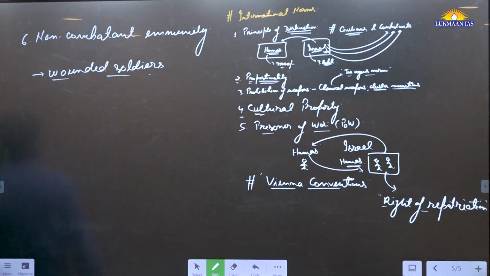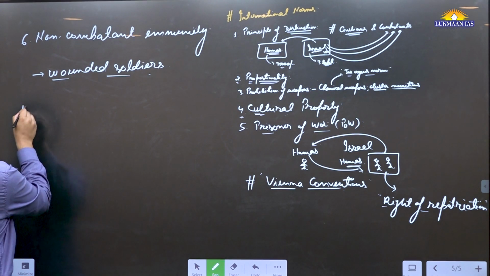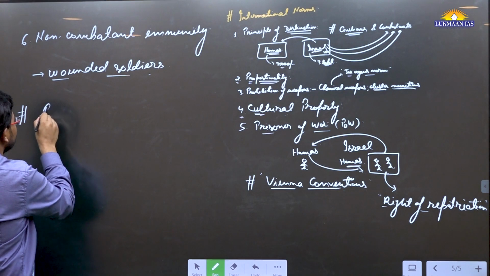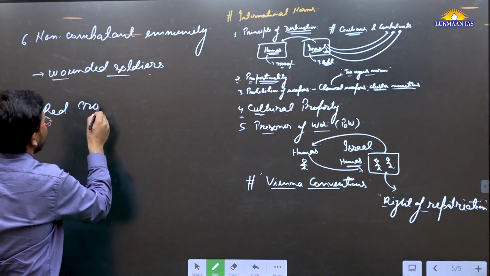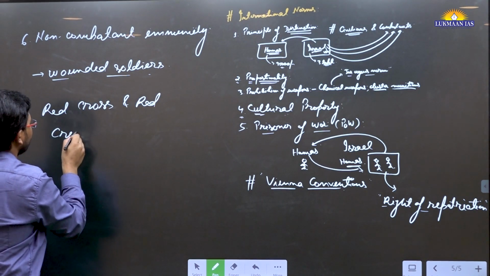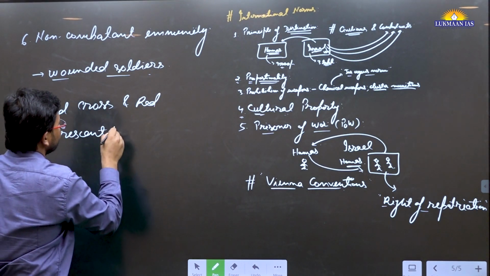It is known as the Red Cross and Red Crescent movement. Okay, so there was a movement. You might have heard about the International Red Cross Society, right? So this is known as the Red Cross and Red Crescent movement.